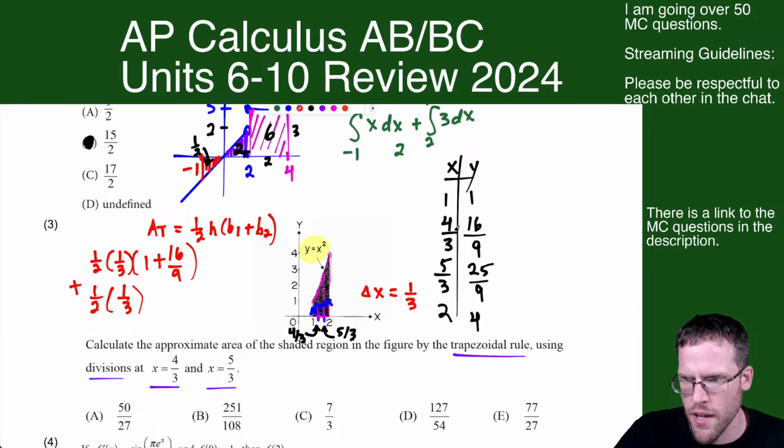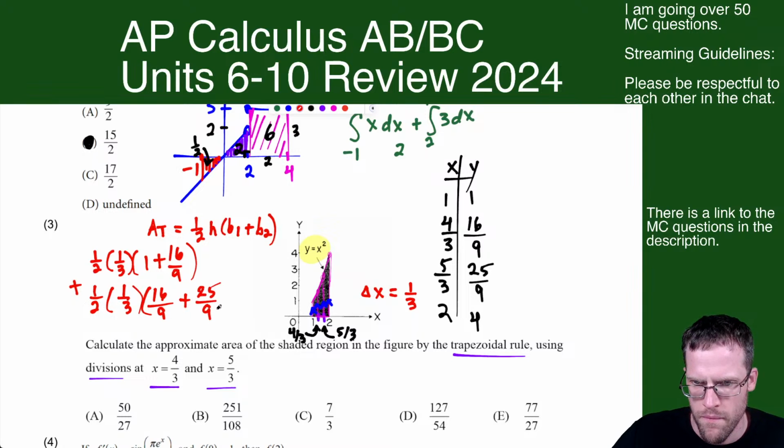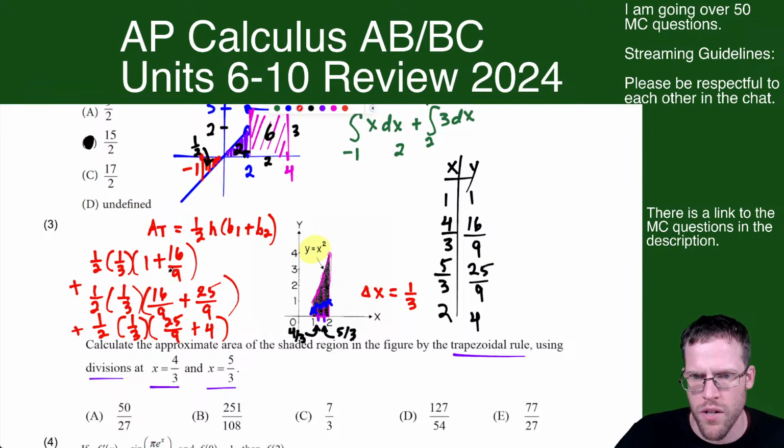And the second trapezoid has bases of, I'm sorry, fix that, 16 over 9 plus 25 over 9. Okay, and then the last one is 1/2 times 1/3 times 25 over 9 plus 4. So you can see here that the middle values, 16 over 9 and 25 over 9, get used twice. So then we're just simplifying that. I'll just write it over here.